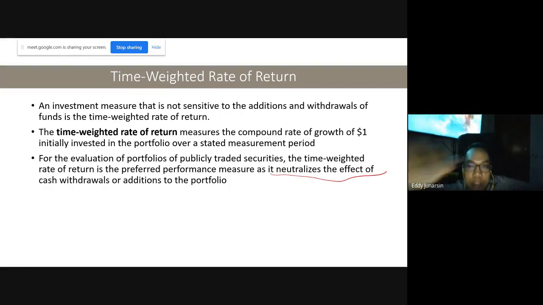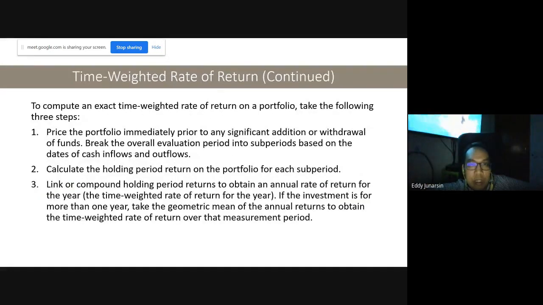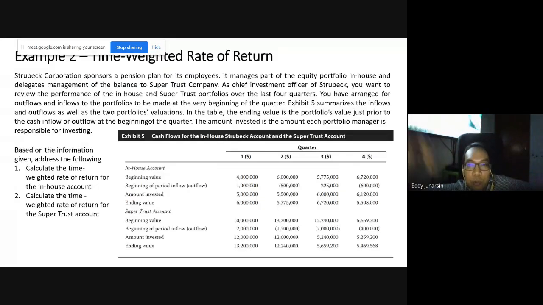So it neutralizes the effect of cash withdrawals or additions to the portfolio. Portfolio managers will like it because they cannot control the amount of money coming in or coming out. It depends on the investor. The investors want to put money in or withdraw money, but the periodic return from time to time is under the management or control of the portfolio managers. That's something that we have to evaluate, how to grade the portfolio managers. So I'll go straight to an example.